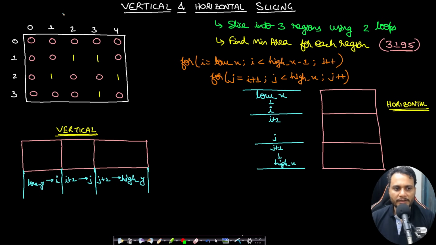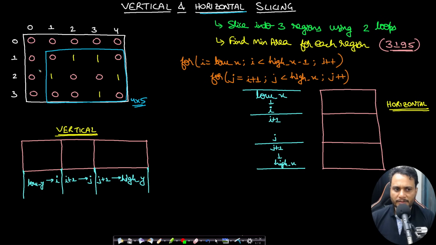So if we are given an example matrix of size 4 by 5, we need to divide it into 3 regions, and let's look at the horizontal slicing initially. So first of all, I will be finding the smallest rectangle which covers all the ones. So we already know how to find the minimum area using the solution of 3195.